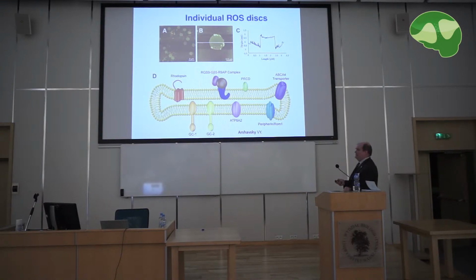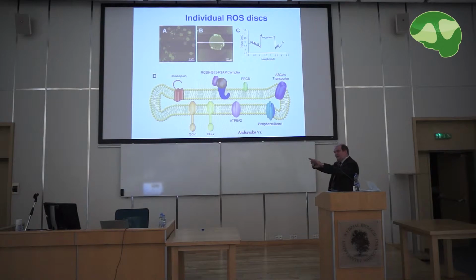And indeed, you can do a mouse knockout of GC1, which is guanylate cyclase 1 and 2. They are not essential for those membranes. ATPase, lipase is not essential. This PRCD is not essential. The G protein complex is not essential for the structure. What is essential for the structure is only 2 proteins. One is rhodopsin, and the other is ROM peripherin.